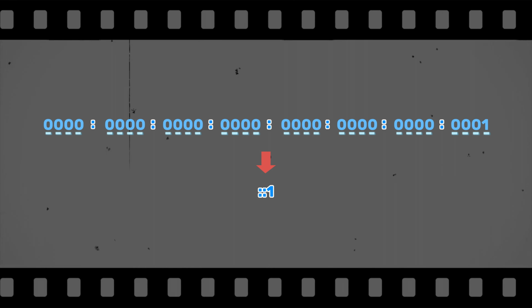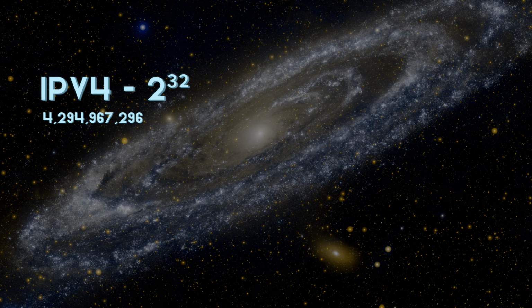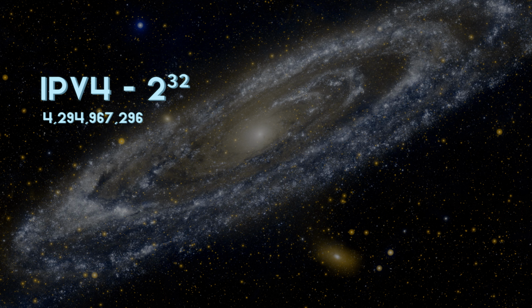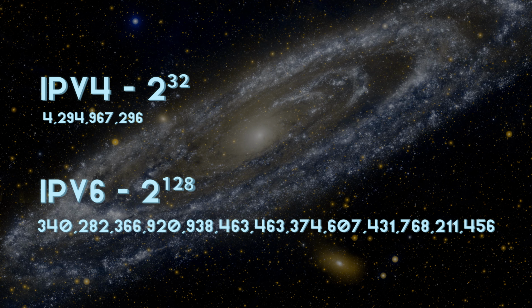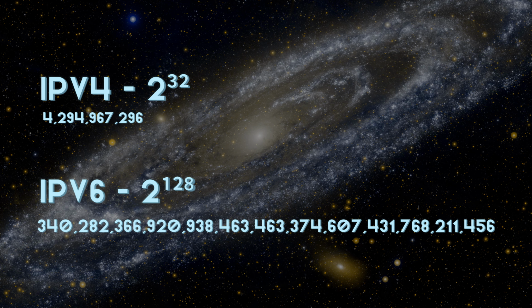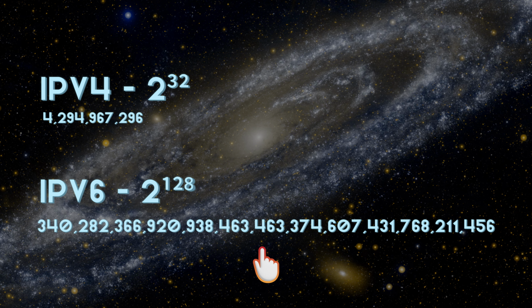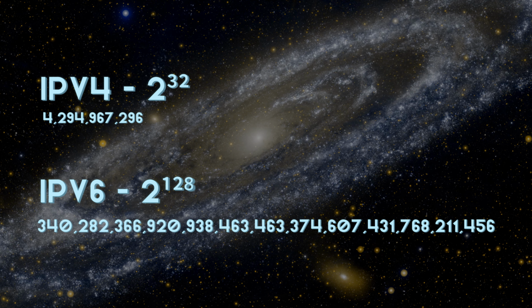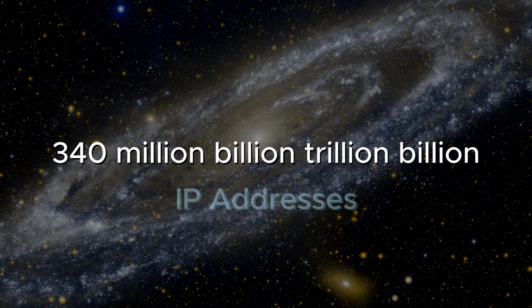Okay, yes, the IPv6 address space is massive. IPv4 uses 32 bits, allowing for 4 billion addresses. With 8 groups of 4 hex digits, IPv6 uses 128 bits, meaning we have this number of IP addresses available. I mean, come on, those are 340 million billion trillion billion IP addresses.